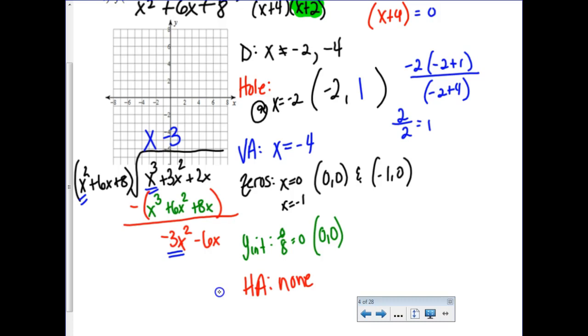I don't need the remainder for an oblique asymptote. So the end behavior equation, or the oblique asymptote, is just the quotient part without the remainder fraction. So it's going to be the line, make sure it's a line, y equals x minus 3.